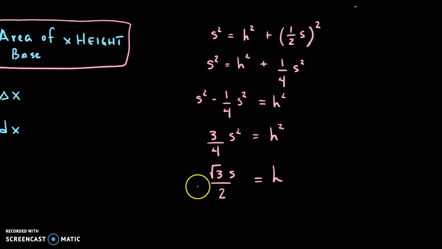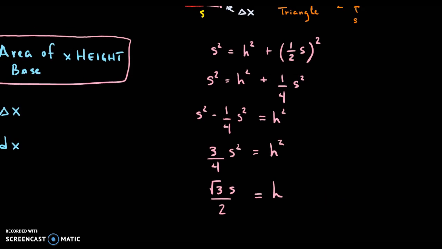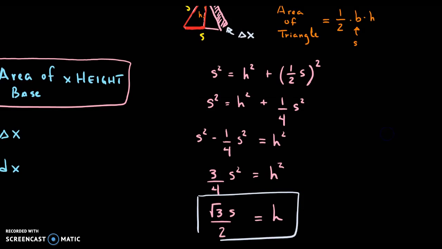Now I know you might be thinking, what about plus or minus, but remember we're talking about height here, and height is always positive, so we ignore the negative solution. So we have what h equals. That means I can go back to my formula for the area of a triangle, which is sitting up here, and substitute what h is. H is now the square root of 3 times s over 2.